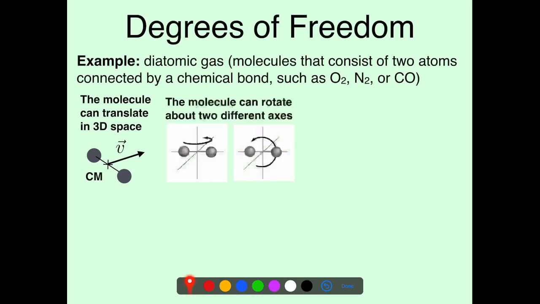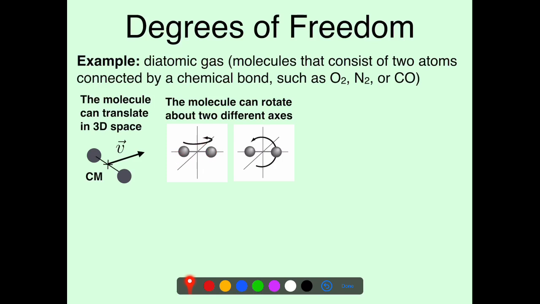Okay, in addition to that, the molecule can rotate. So even if the center of mass itself is not moving, it's just staying stationary, what can happen is the molecule can rotate around its own center of mass. And there are two ways it can do that. So first, we can imagine it rotates around this axis right here. And so what that would look like is it's spinning this way.